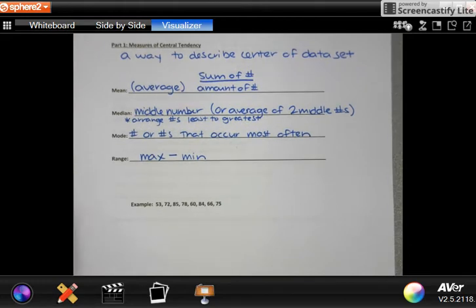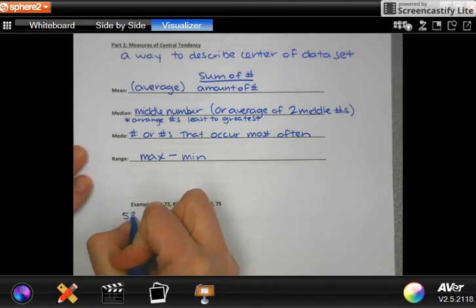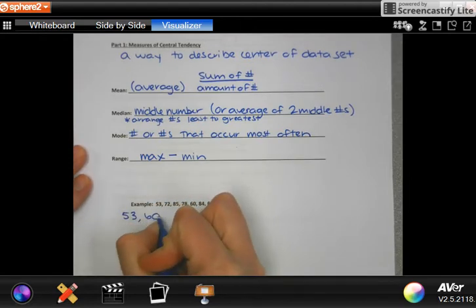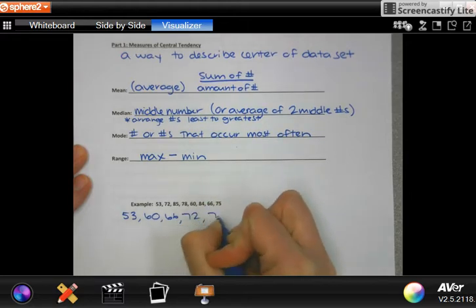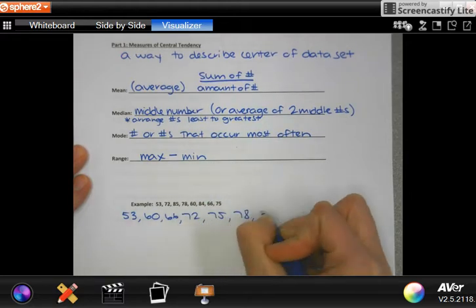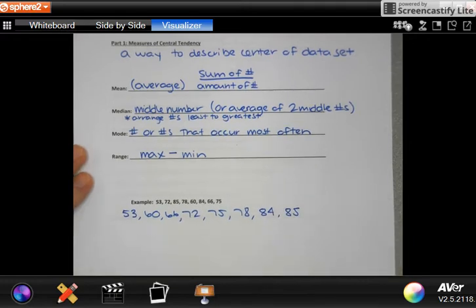So the example that you see below, there's just a couple of numbers there. So the first thing we should do is put them in order from least to greatest. So 53, 60, 66, 72, 75, 78, 84, and 85.